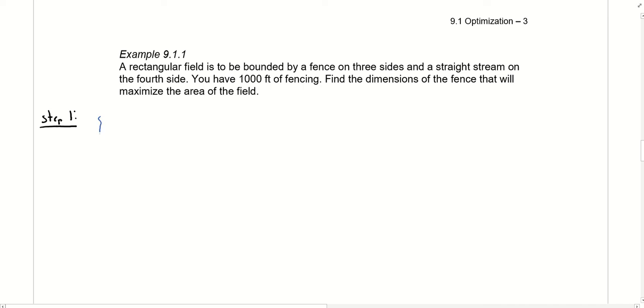So let's say I have my stream here, something like that, and I am using that as one side to bound a rectangular area. So just something like this, pretty easy, simple drawing. Help if I could draw a rectangle. That looked good. There we go. So that's the area that we're trying to enclose, and we want to maximize that area. I also know that I have 1,000 feet of fencing, so I'm just going to write that down here.